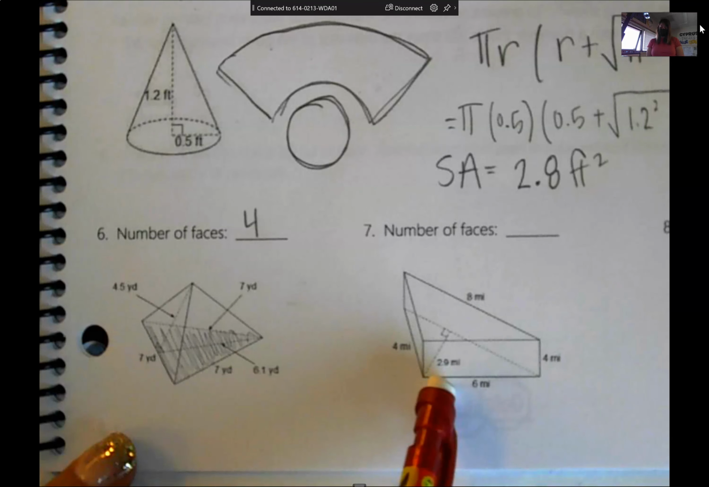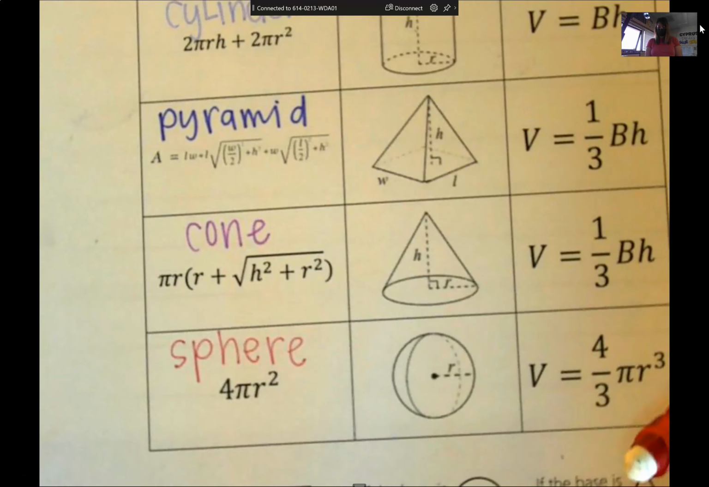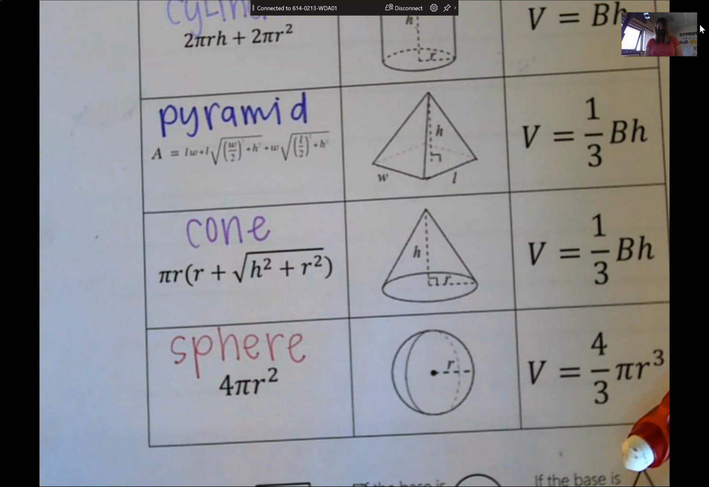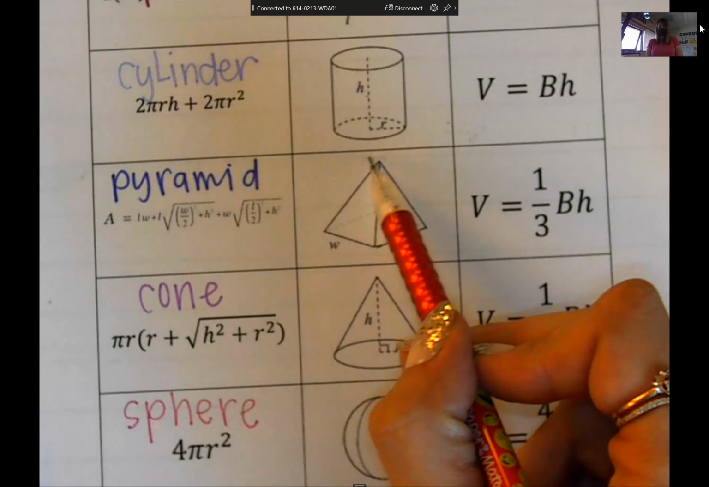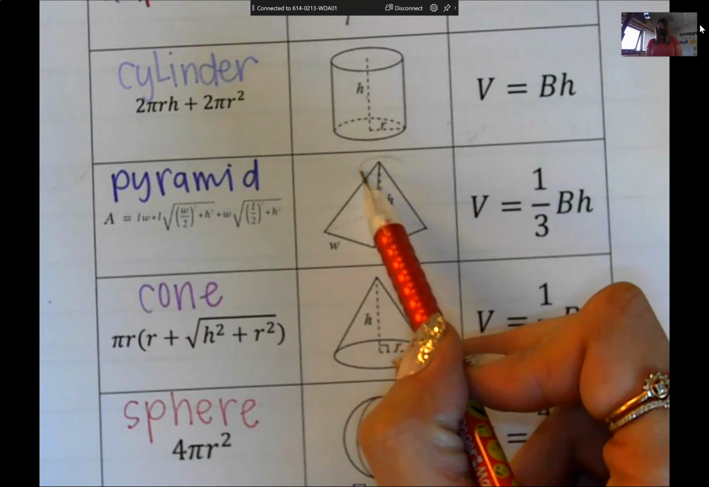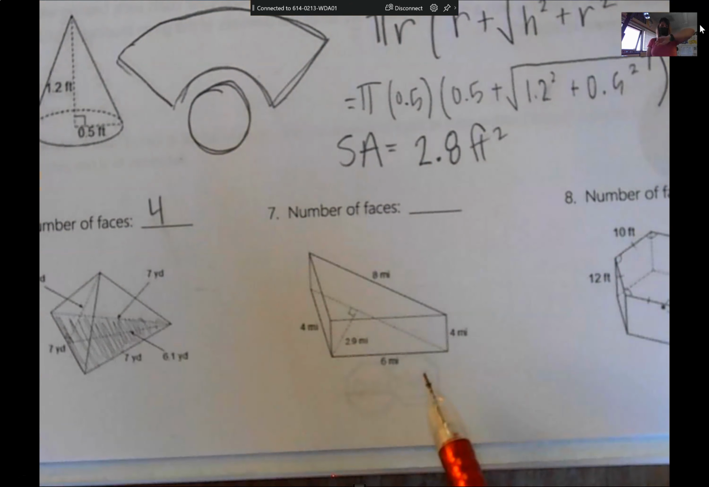This guy is called a triangular prism. Do we have that on our other page? Let's look. Is that a pyramid? No. So this is not a pyramid because notice how at a pyramid the sides come to a point. But on this guy, the sides do not come to a point. Do you guys get what I'm saying?